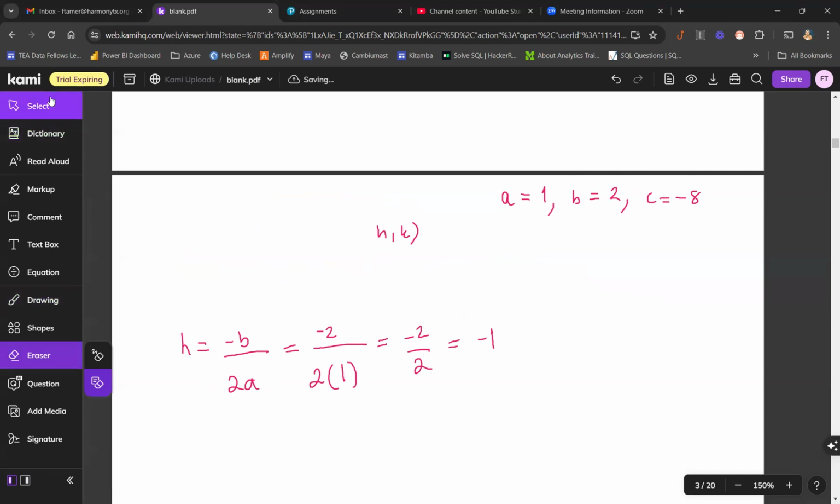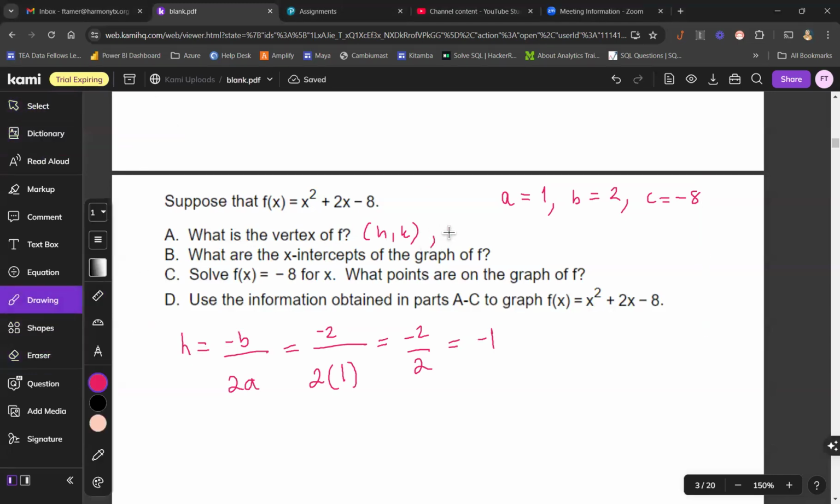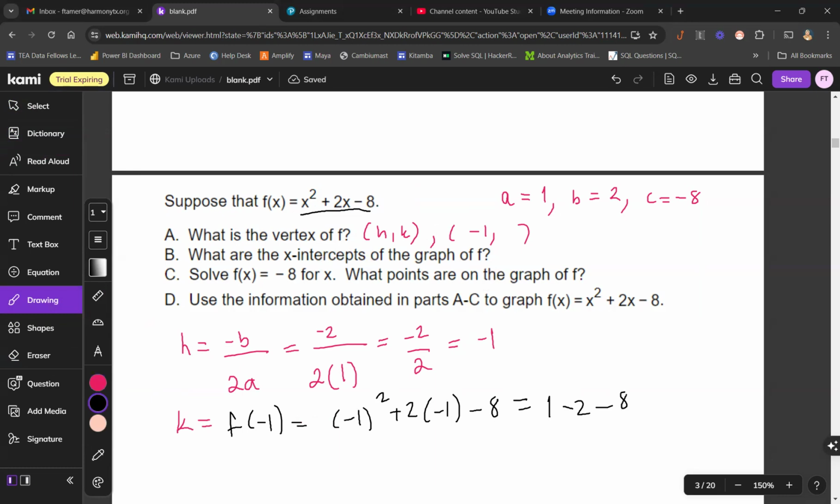So we are going to tell them that for the vertex, it will start with -1. To find the k value, -1 will be just plugged in here. So we need f of -1. So we will need -1 squared plus 2 times -1 minus 8. So that's a +1, and this is a -2. This is a -8. So that's a -10. -10 plus 1 is -9. So these are the two numbers that make up the vertex. So the vertex will be -1, comma, -9.